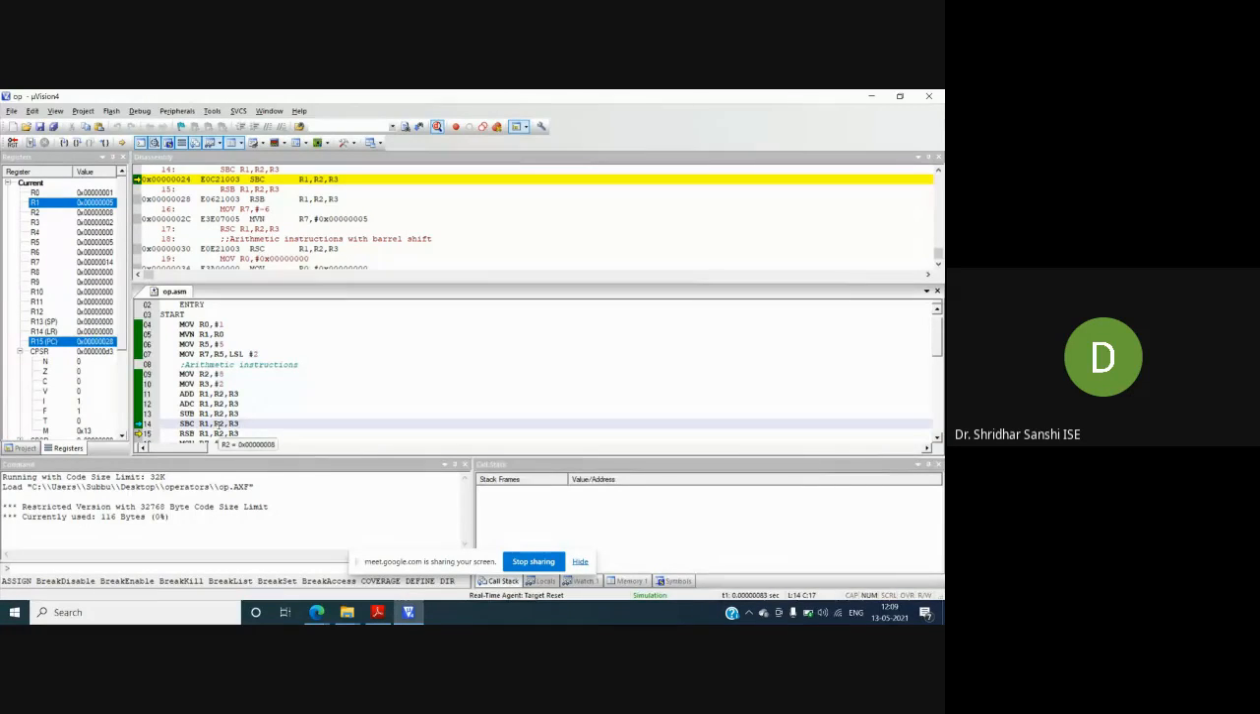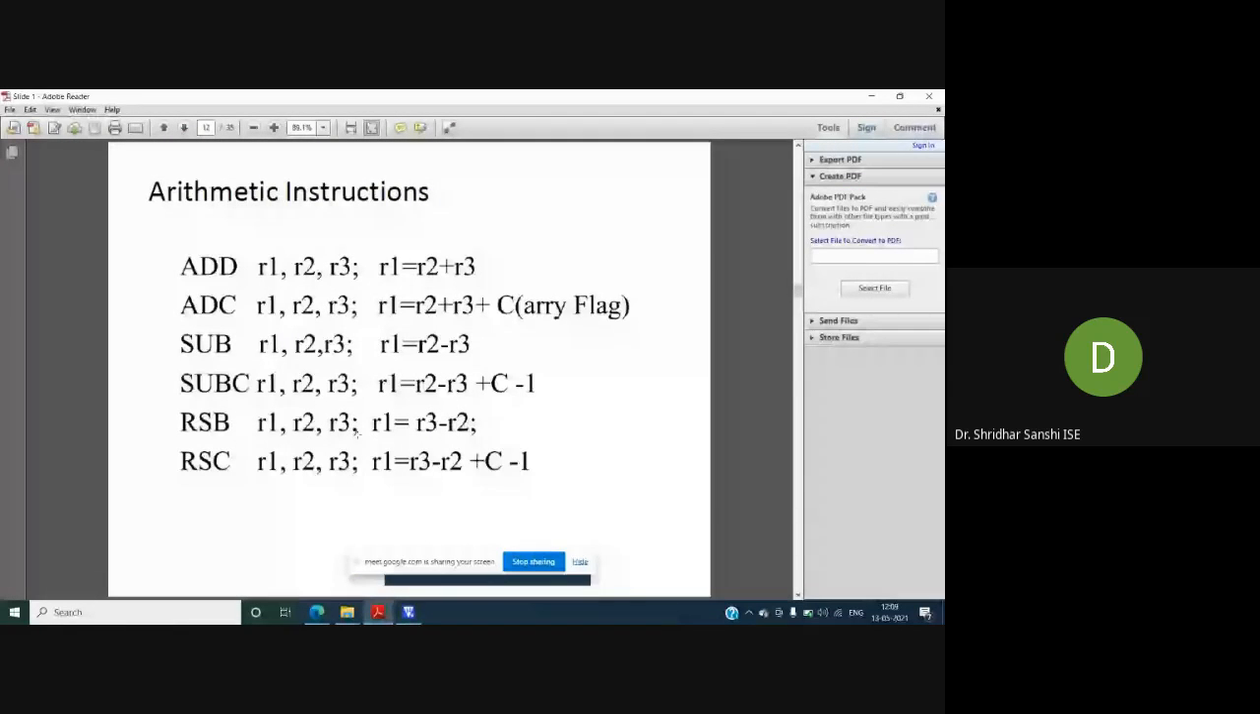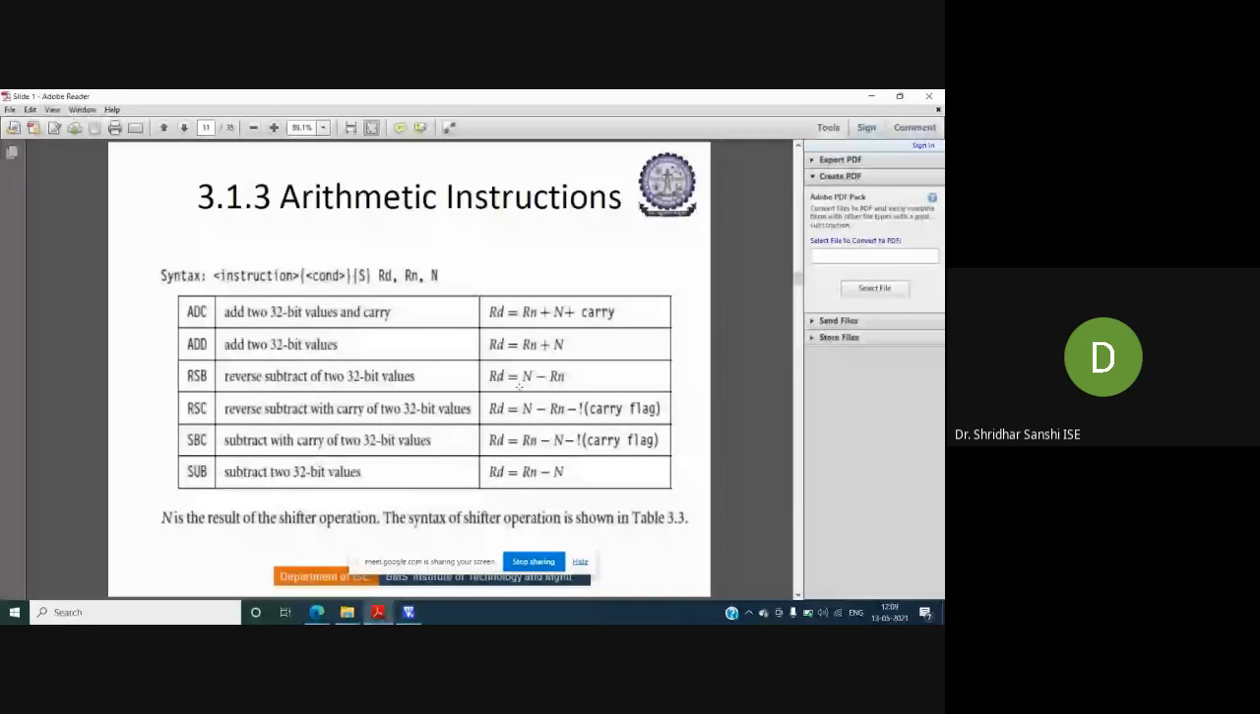The content of R2 is 8 and R3 is 2. So 8 minus 2 is 6. So carry, we are negating the carry, correct? Yeah, we are negating the carry. The carry bit was 0, so negating it, it becomes 1. So that's why the result is 5.